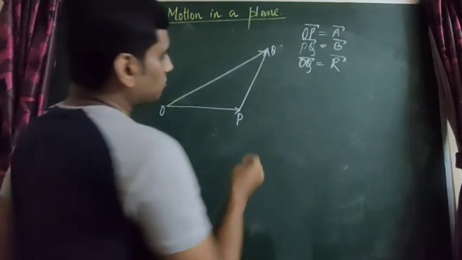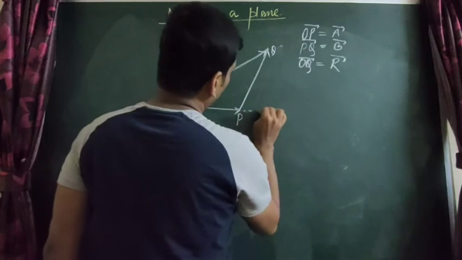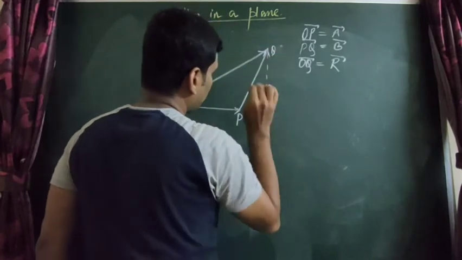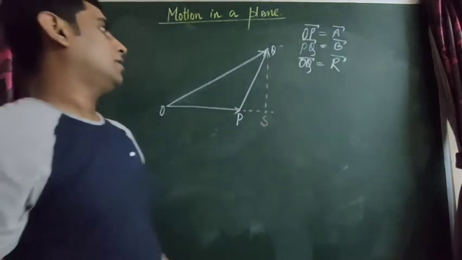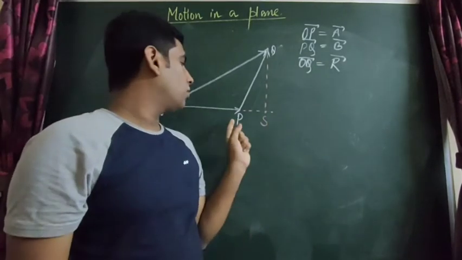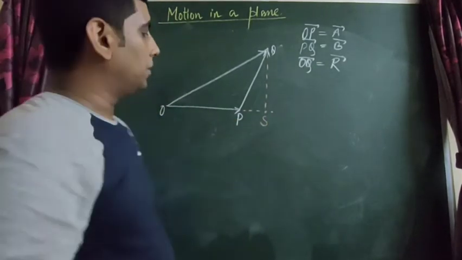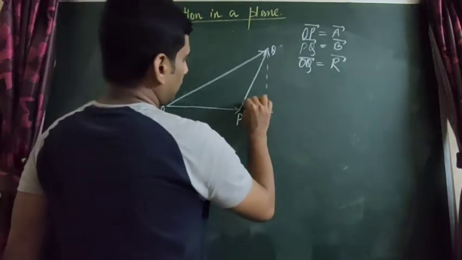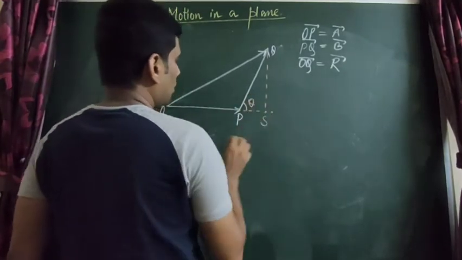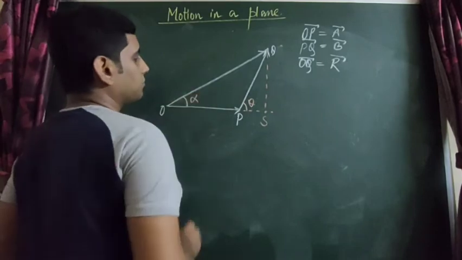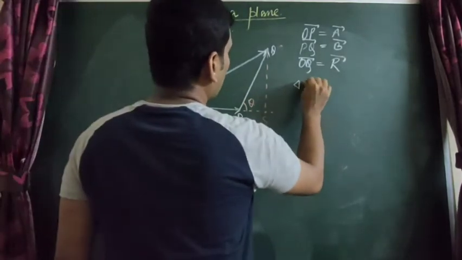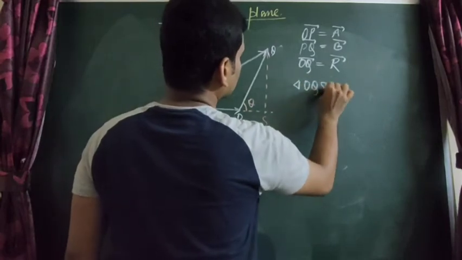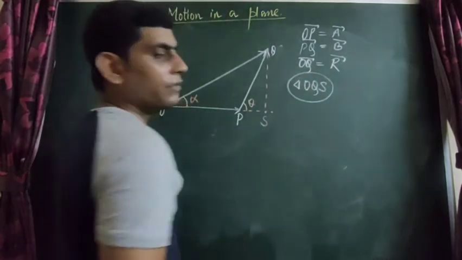Now to prove this, first I will extend this line and draw a perpendicular here, and let it be S. QS is the perpendicular drawn over the extended part of OP. Let this angle be theta and this angle be alpha. Now triangle OQS.